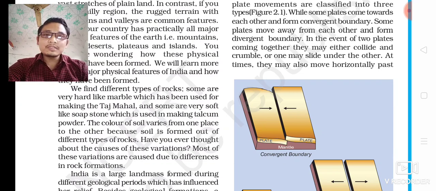And if rocks are of different types, for example igneous rock, metamorphic rock, sedimentary rock, and the soils are formed from the rock only, then definitely the color of the soil, texture of the soil, composition of the soil, nature or the character of the soil depends on the parent rock.